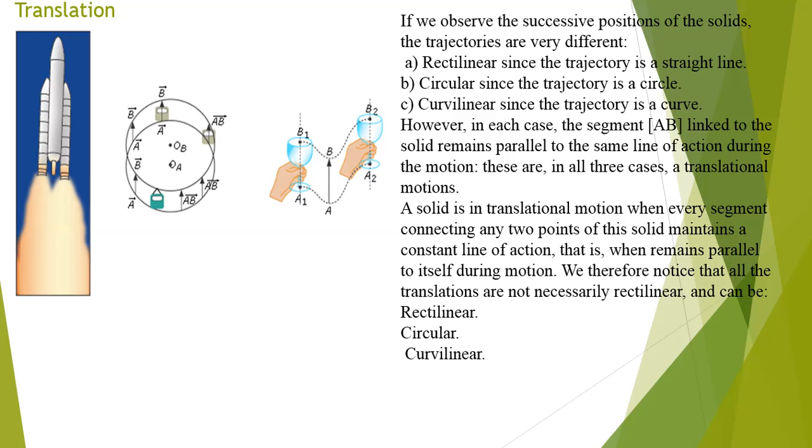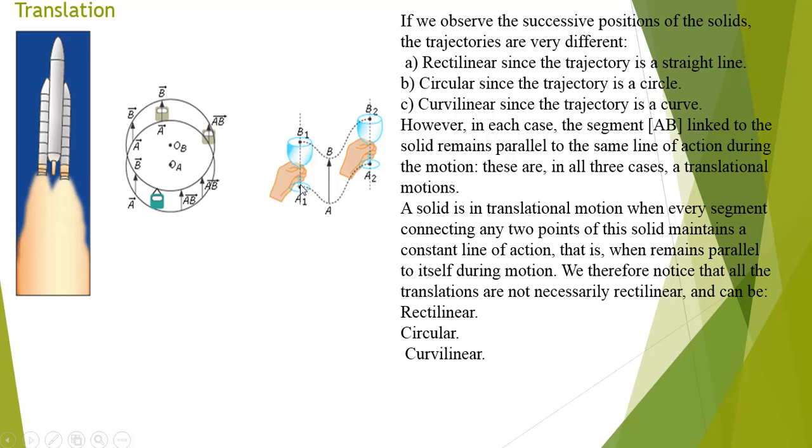However, in each case, the segment AB linked to the solid remains parallel to the same line of action during the motion. For example, in figure 2, the solid is represented by the vector AB. Vector AB conserves its line of action in all positions, so the vector AB remains parallel to itself in all positions in this figure. And in figure C, also the vector AB remains parallel to itself.